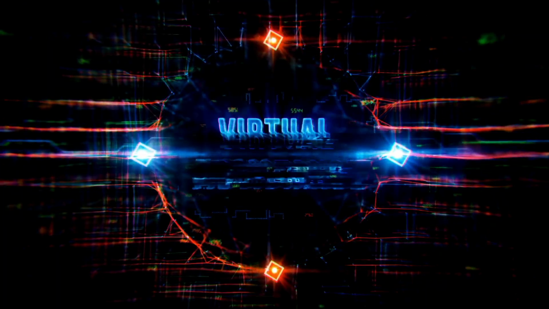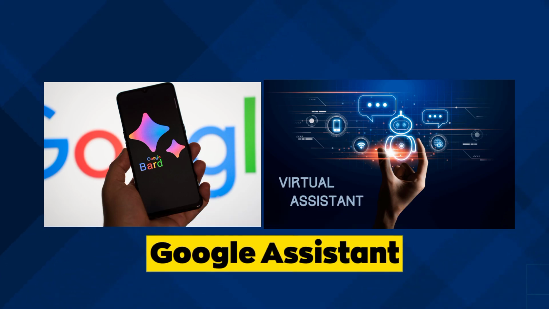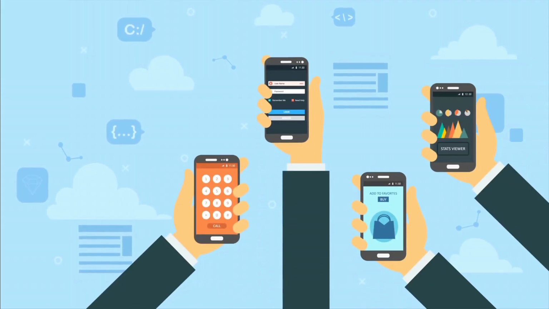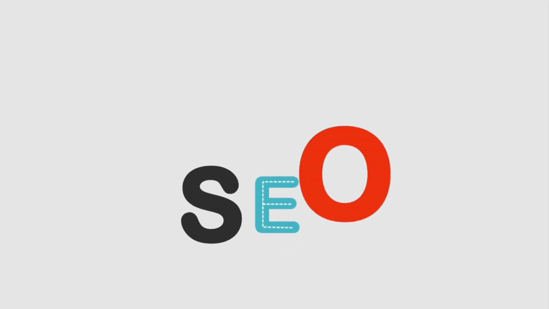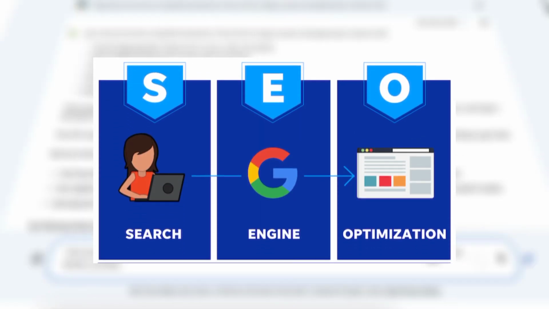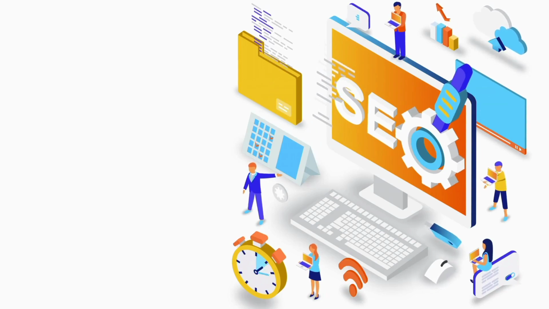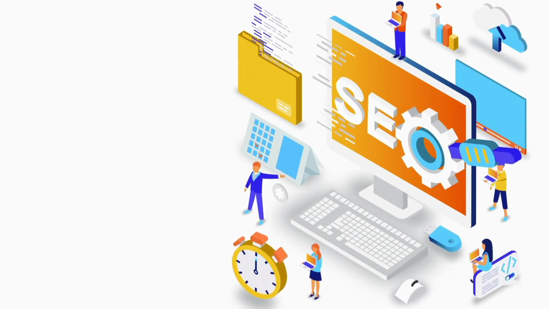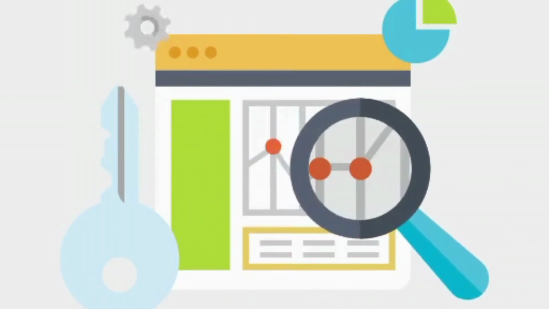Virtual assistants. Google Bard powers virtual assistants like Google Assistant, enabling users to interact with their devices using natural language. It can answer questions, perform tasks, and provide personalized recommendations. Search engine optimization. Google Bard plays a crucial role in search engine optimization, also known as SEO. It helps search engines understand the content of web pages, improving their visibility and ranking in search results.